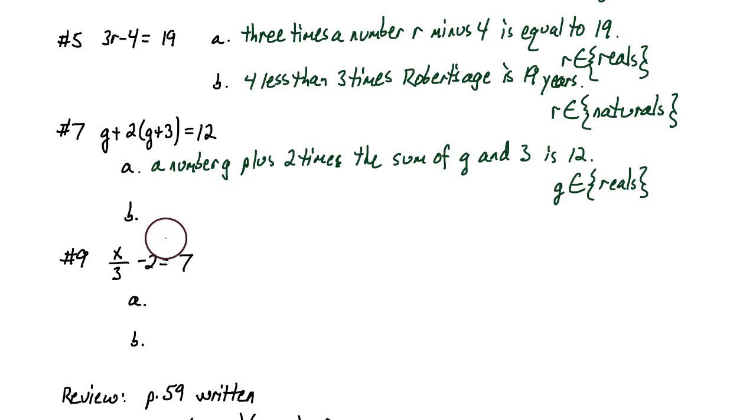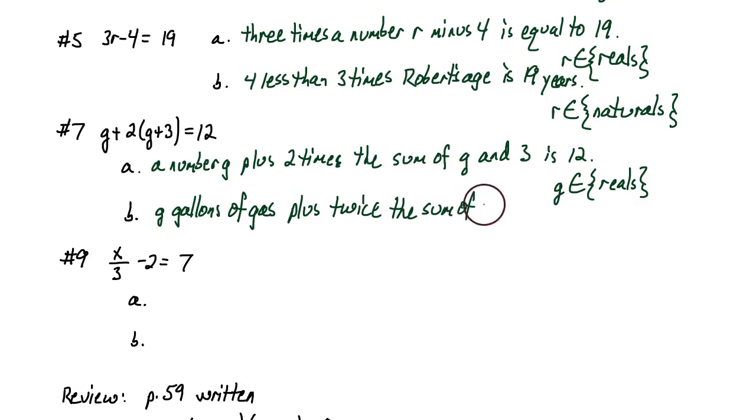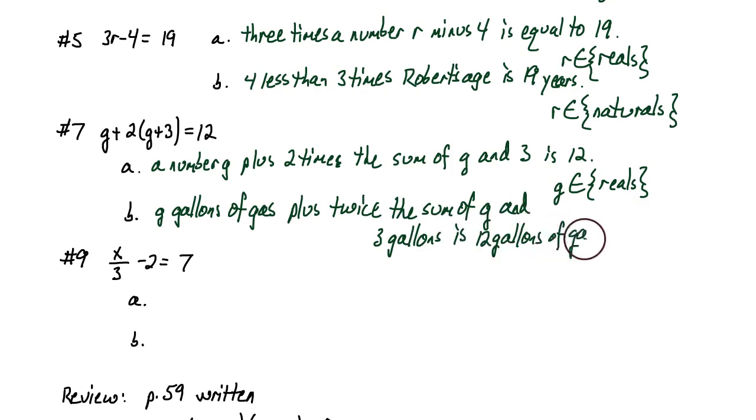Now let's create a real-world scenario that this expression might model. In our example, let's say the letter g is representing the number of gallons of gas. Here's a sentence. g gallons of gas plus twice the sum of g and 3 gallons is 12 gallons of gas. Because the variable g is representing the gallons of gasoline, it only makes sense if that is a whole number. You can't have a negative amount of gasoline.